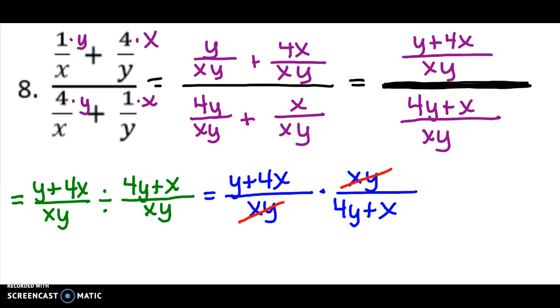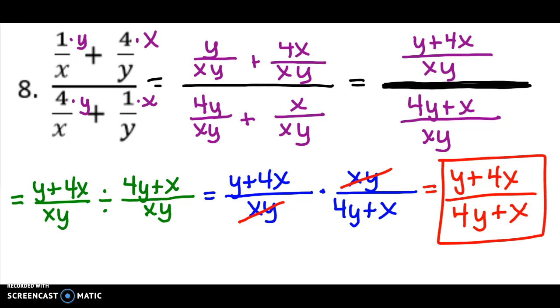And now we look to see if there's anything that we can cancel. We can definitely cancel out the xy, and we can write our answer as y plus 4x over 4y plus x. And you can't factor anymore, you can't cancel anymore, so you are done.